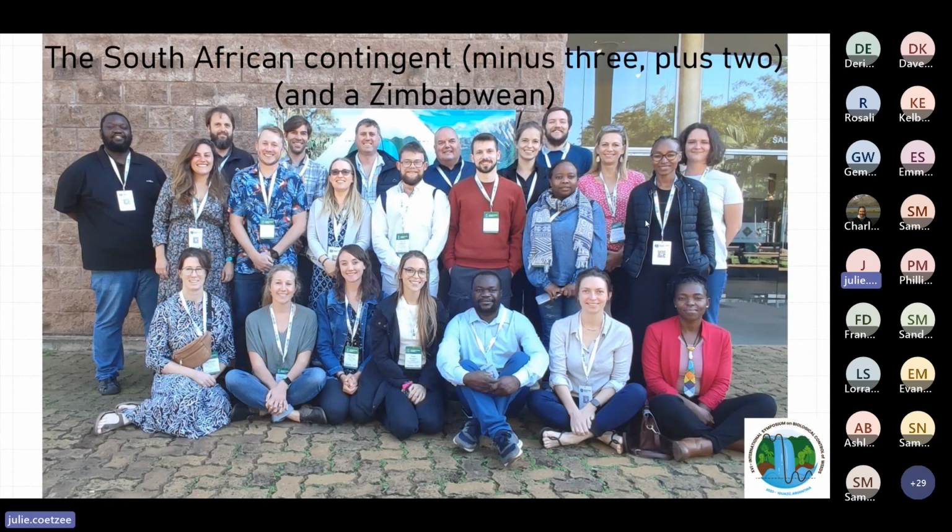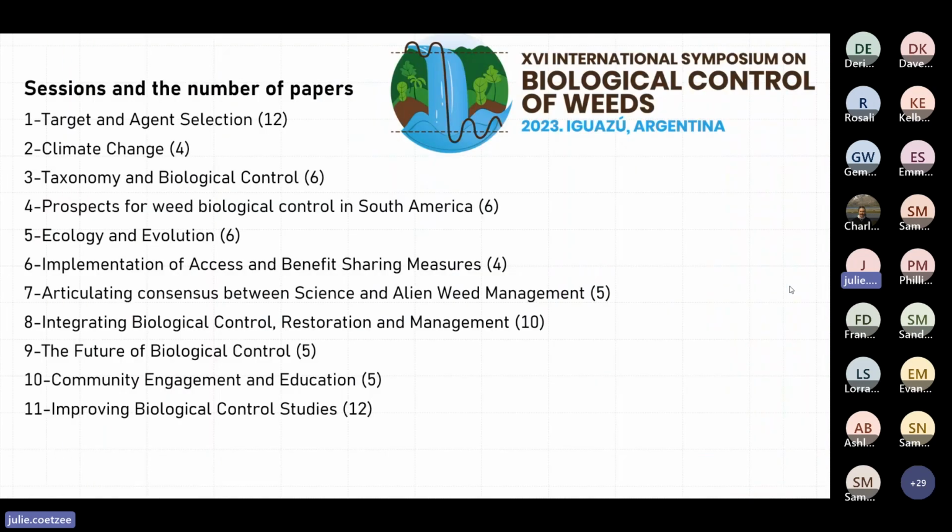This was our South African contingent that went to Iguazu, minus 3 of our colleagues from the ARC who weren't in the photo, plus 2 who are our honorary CBC members. This is Gianmarco Minuti from Belgium, who's a student of mine, and Paola Gervasoni, who's from Argentina and also a student of mine. So they're part of the CBC. And a Zimbabwean, this is Gerald Chikawore, who recently completed his PhD with Grant Martin and is now doing fantastic stuff in Zimbabwe that I'll touch on.